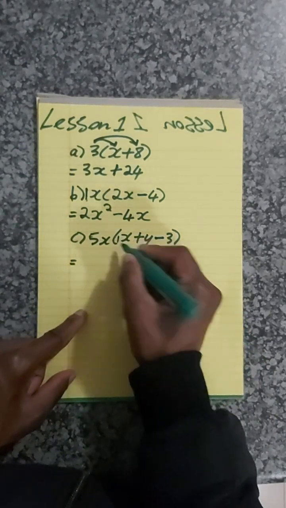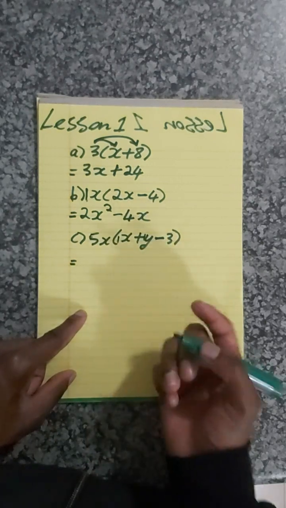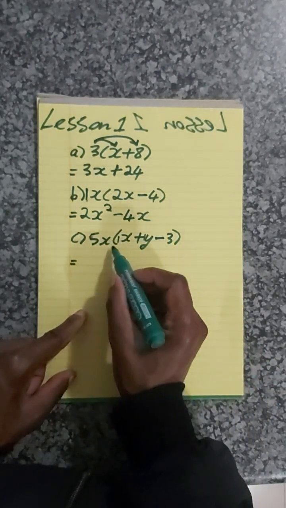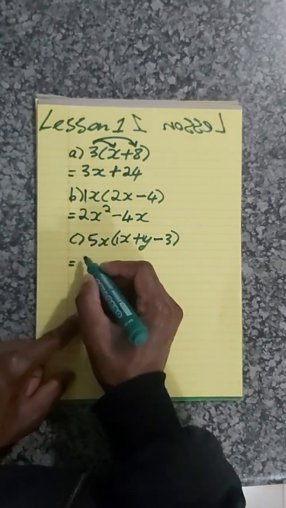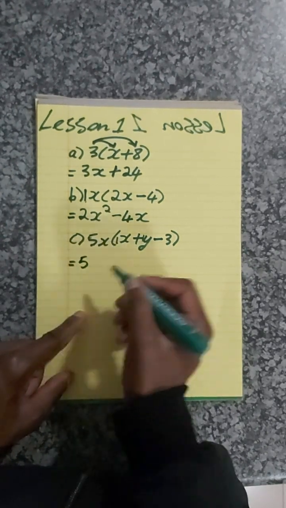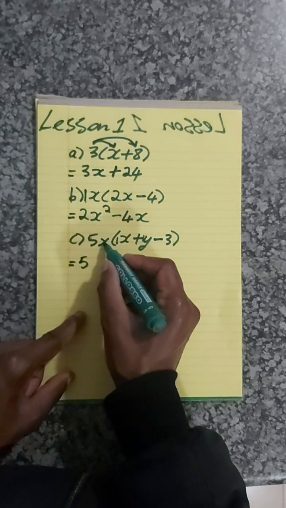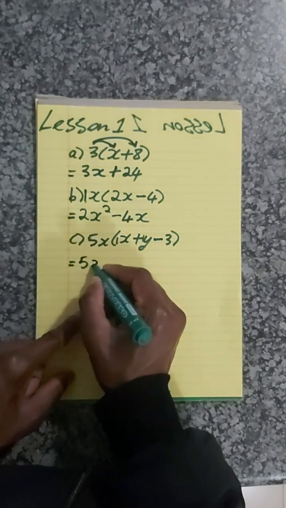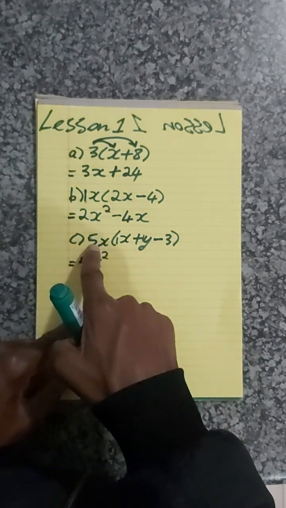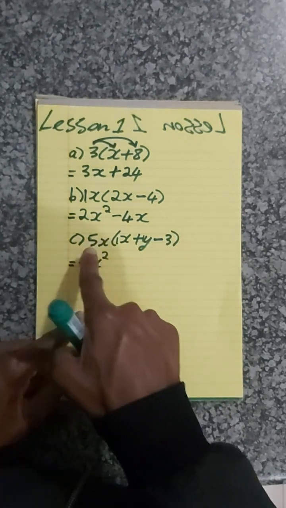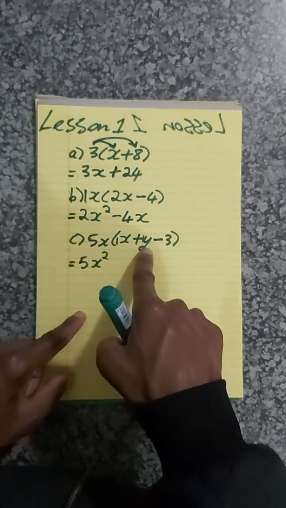Okay, for C, we do the same thing. We know here there's a 1. Here there's a 1 as well, right? So we'll start by multiplying the coefficients. We say 5 multiplied by 1, and we get a 5. And then we say x multiplied by x, and we get x squared. Do you see that?